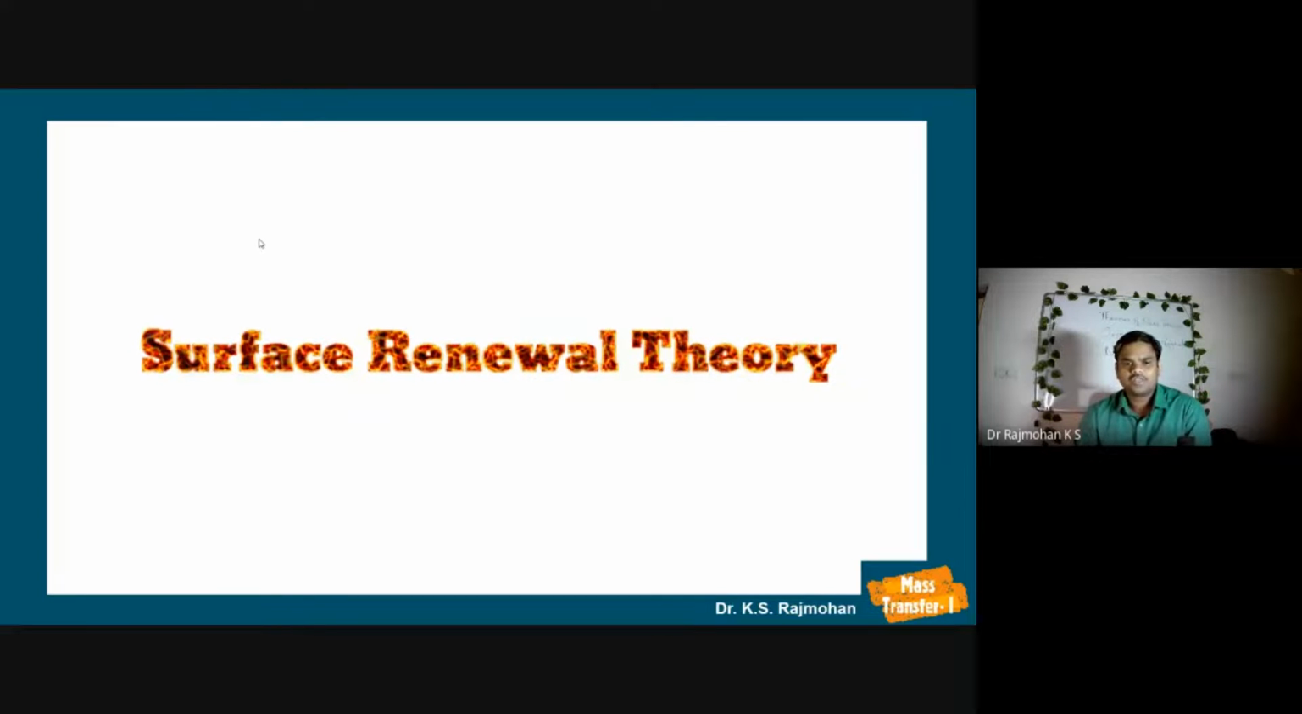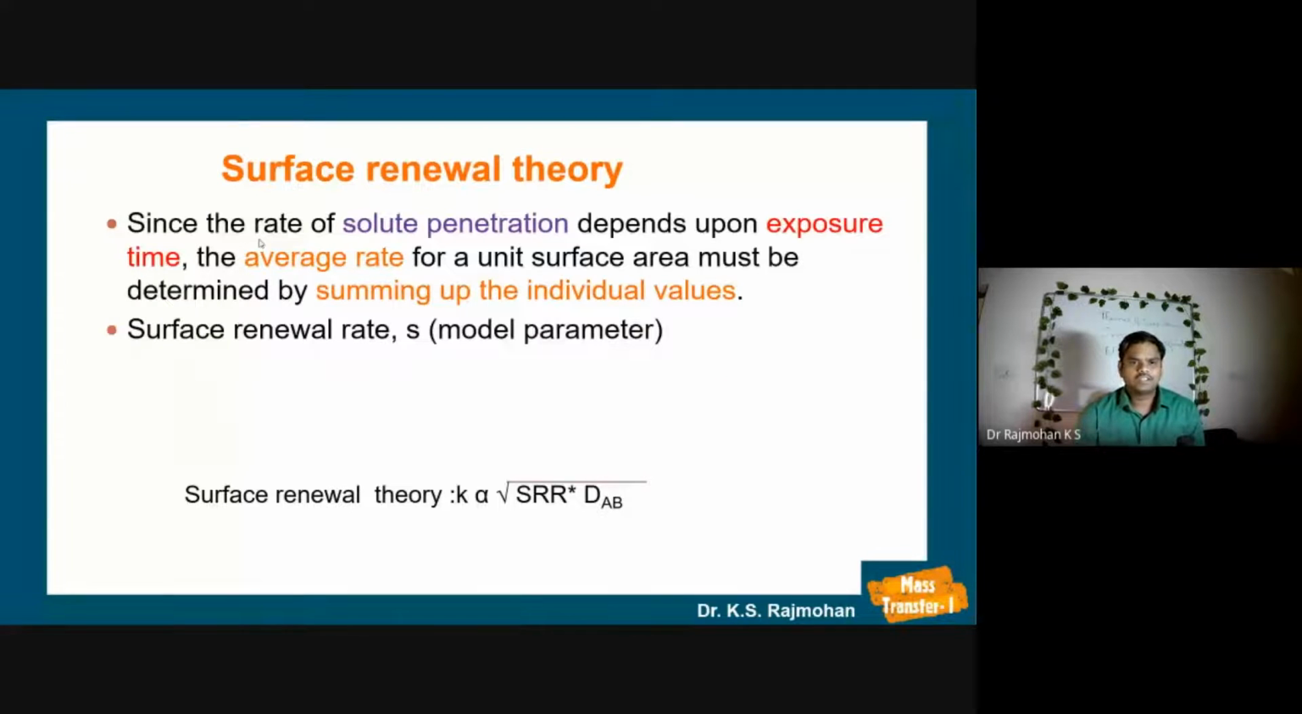According to surface renewal theory, in the earlier theory, penetration theory, what was assumed is that every fluid element comes into contact, but each element spends the same time at the interface, right? So this theory overcomes that assumption also. Let us look into this surface renewal theory. Since the rate of solute penetration depends upon the exposure time, the average rate per unit surface area should be determined by summing up the individual values.